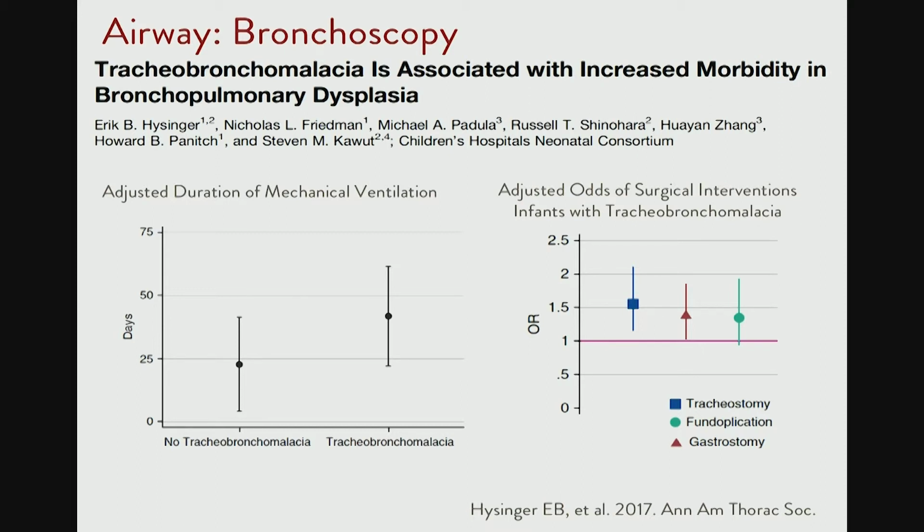So thinking about the phenotype of infants with airway abnormalities, should we be thinking about doing more bronchoscopy to look for this? And if we do find it, are these infants who we should be thinking about tracheostomy earlier in the course, or thinking about clinical trials to look at agents that can increase tone of the tracheal smooth muscle?